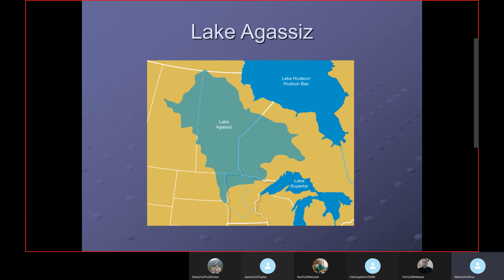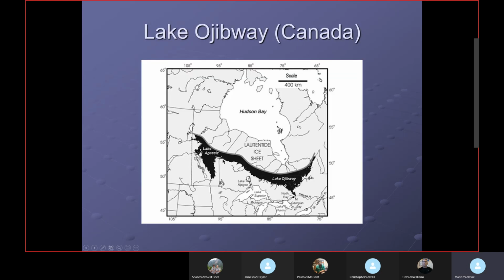Laurentide Ice Sheet then formed this lake. This lake went all the way to Lake Ojibway, and this lake here was down to the area right in here. Now we have the ice. This is a Laurentide Ice Sheet. Still ice here. That's an ice dam here. Once this melts, the water will go back up into Hudson's Bay.